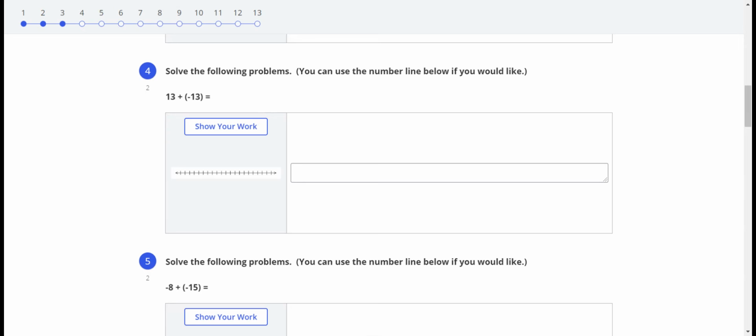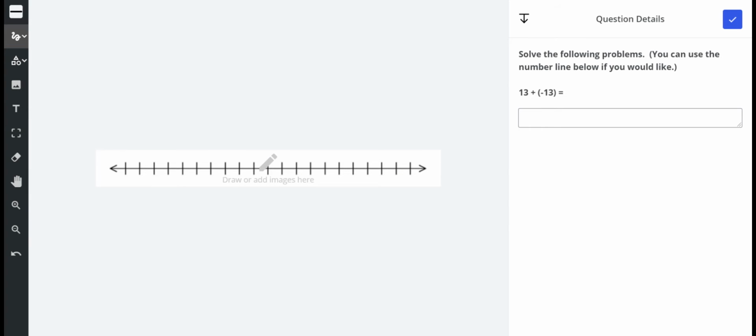Moving on to number 4, 13 plus negative 13. Okay, well, the number 13 is going to be to the right on the number line. Then 2 to the left is 11, 9, 7, 5, 3, 1, and I will put 0 like that. All right, so if we start at the number 13, because the problem says 13 plus negative 13, I'm going to start at the number 13, and then I'm going to add a negative 13. So I go to the left, 1, 2, 3, 4, 5, 6, 7, 8, 9, 10, 11, 12, 13. That means that my answer is going to equal 0.